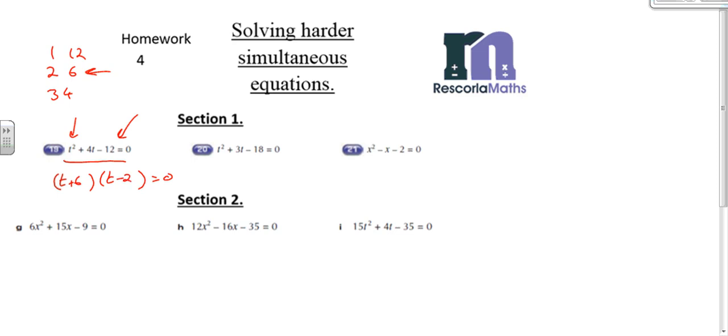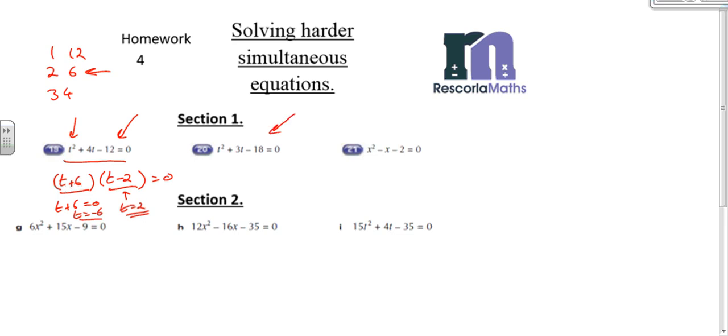Now, solving it: you have to make each bracket equal 0. So if we say t plus 6 equals 0, then take away 6, you're going to have t equals minus 6. The easier way is just to change the sign, but it's not going to work for the next ones. And this one here is going to be t equals 2. So you've got two solutions, t equals minus 6 and t equals 2.